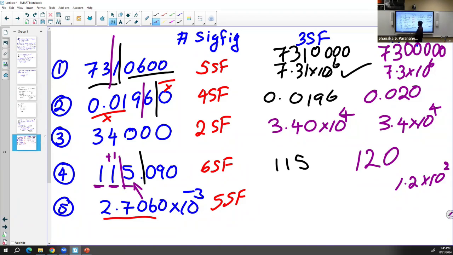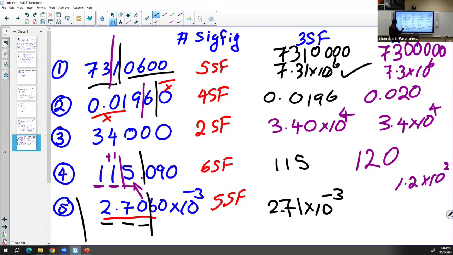Next one, it's already in scientific notation, so that's easy. When the number is in scientific notation, it's easy to round. Okay, so into 3. 1, 2, 3. First number to drop is 6, so we're going to add 1 to the first retained number. 2.71 times 10 to the power -3. Next one is two significant digits. The first number to drop is 0, so we simply drop all the decimals. Now this is going to be 2.7 times 10 to the power -3.